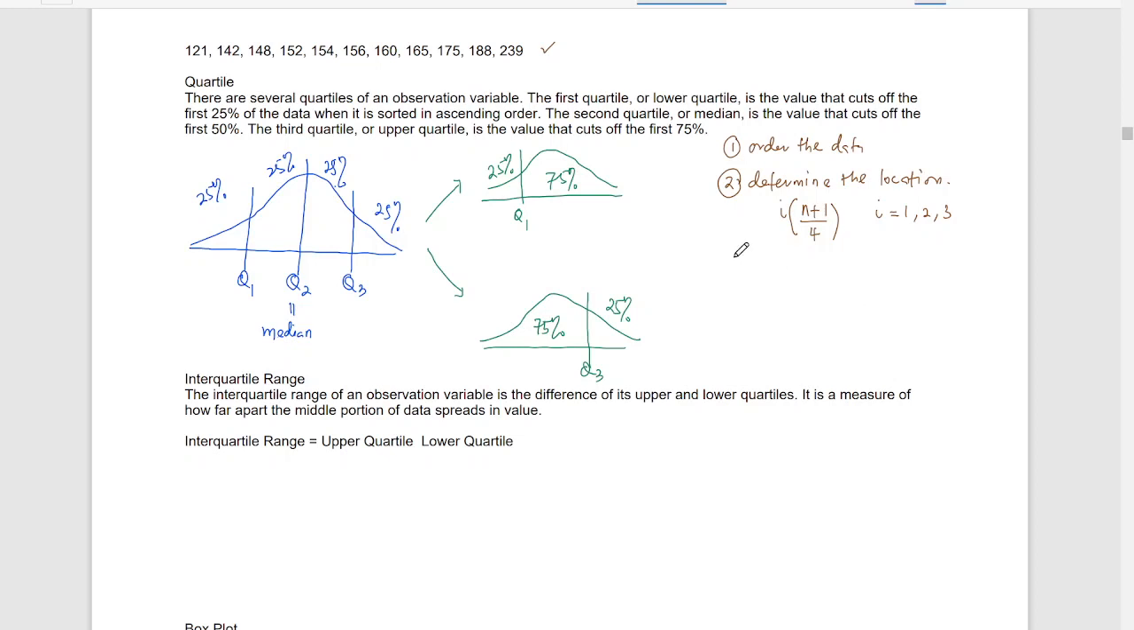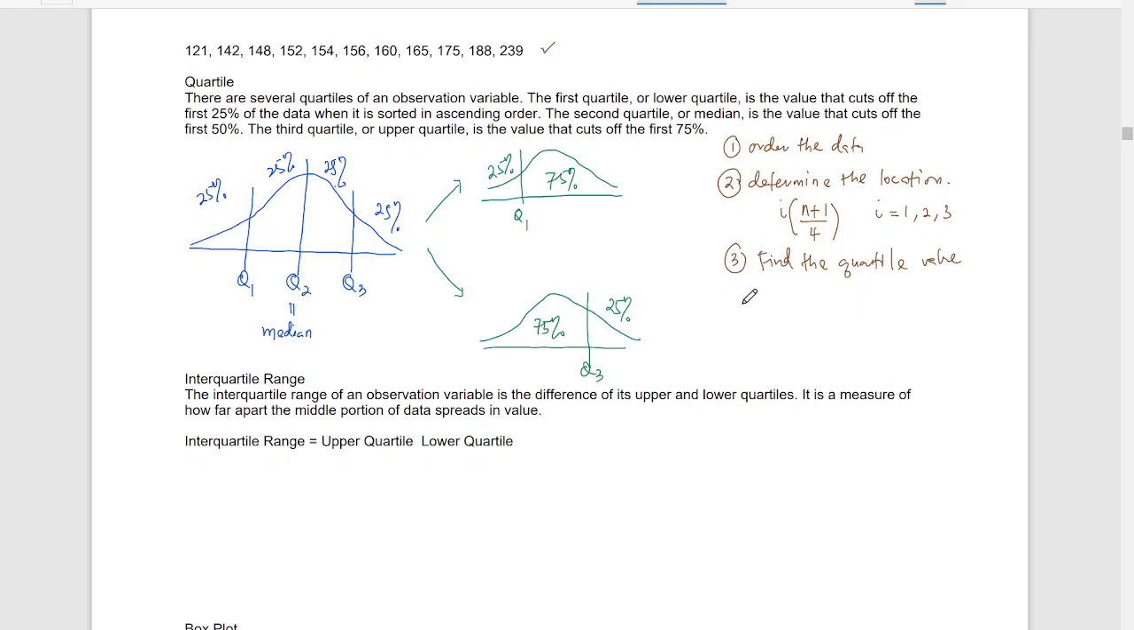And then the third step is to determine, or calculate, or find the actual quartile value.